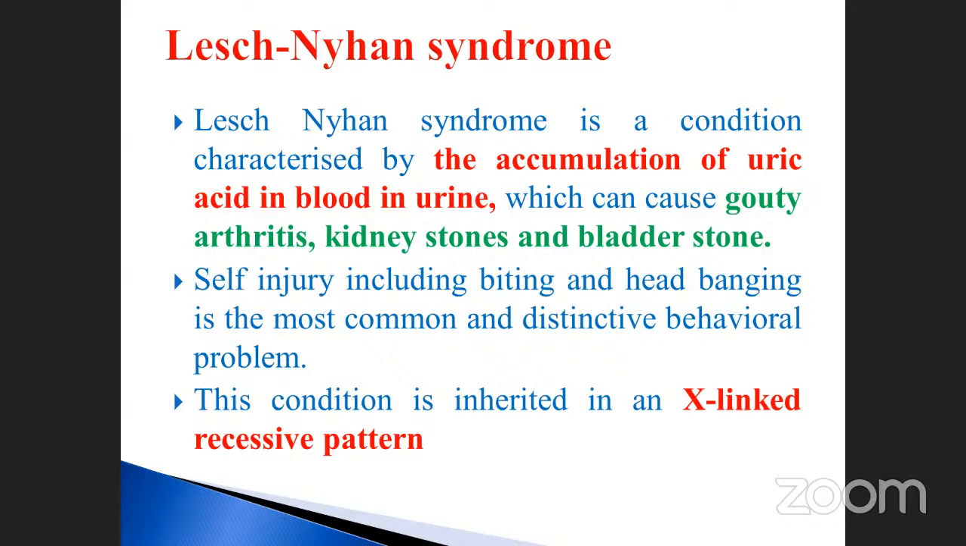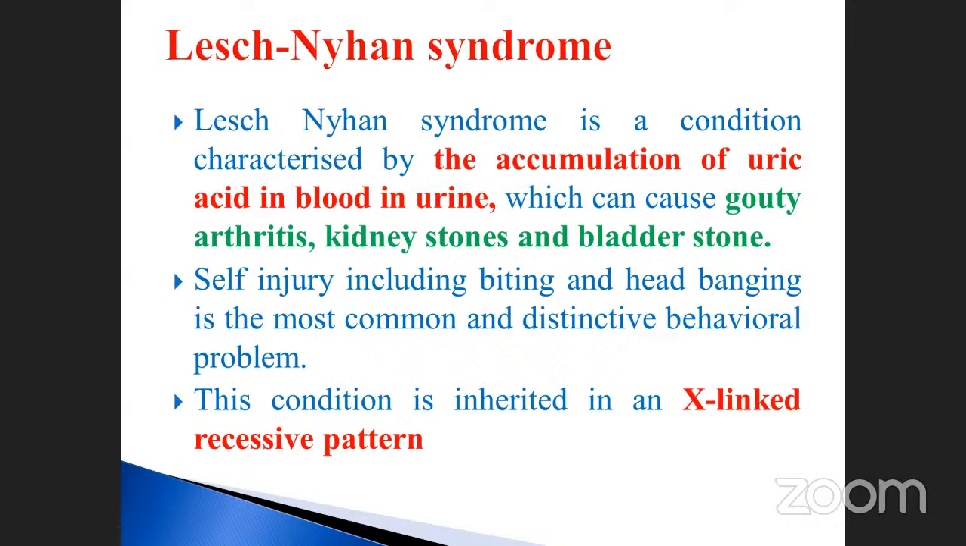Okay, see here. So Lesch-Nyhan syndrome is nothing but uric acid in blood and urine, which can cause gouty arthritis. Arthritis is nothing but knee pain, along with kidney stones and bladder stones. These are all due to the formation of uric acid. Sometimes it may be a stone. Calcium oxalate is also formed. Self-injury, including biting and head banging, is the most common and distinctive behavioral problem.